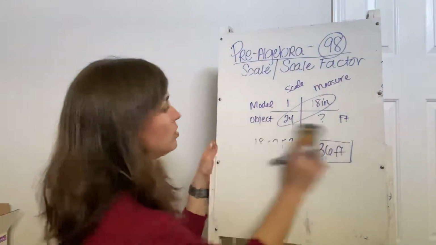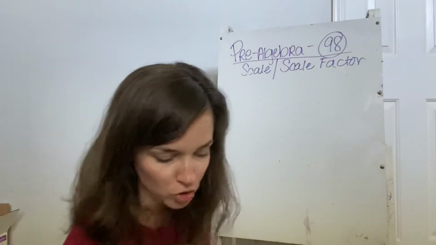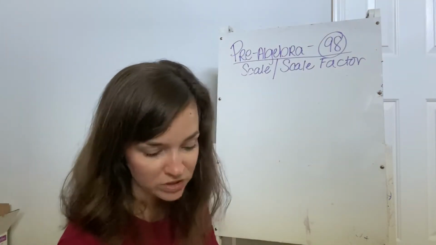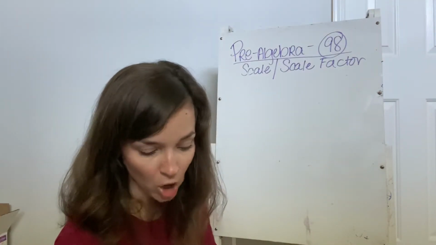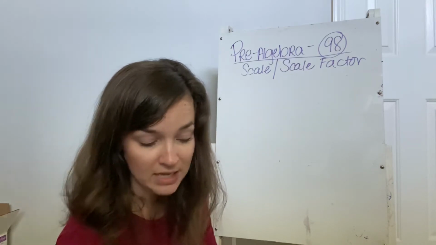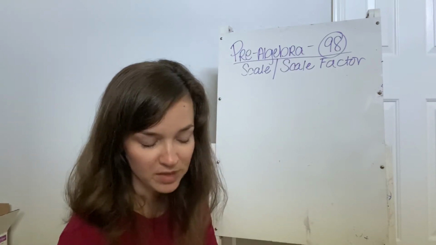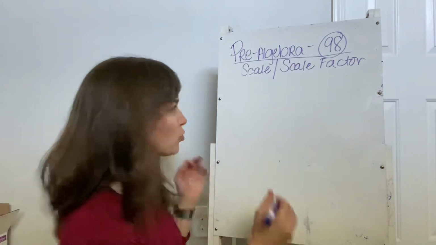So we're gonna look at example 2. Okay, so example 2 says Sophia is molding a model of a car from clay. The scale of the model is 1 to 36. If the height of the car is 4 feet 6 inches, what should be the height of the model in inches? So we're going to do the same thing.